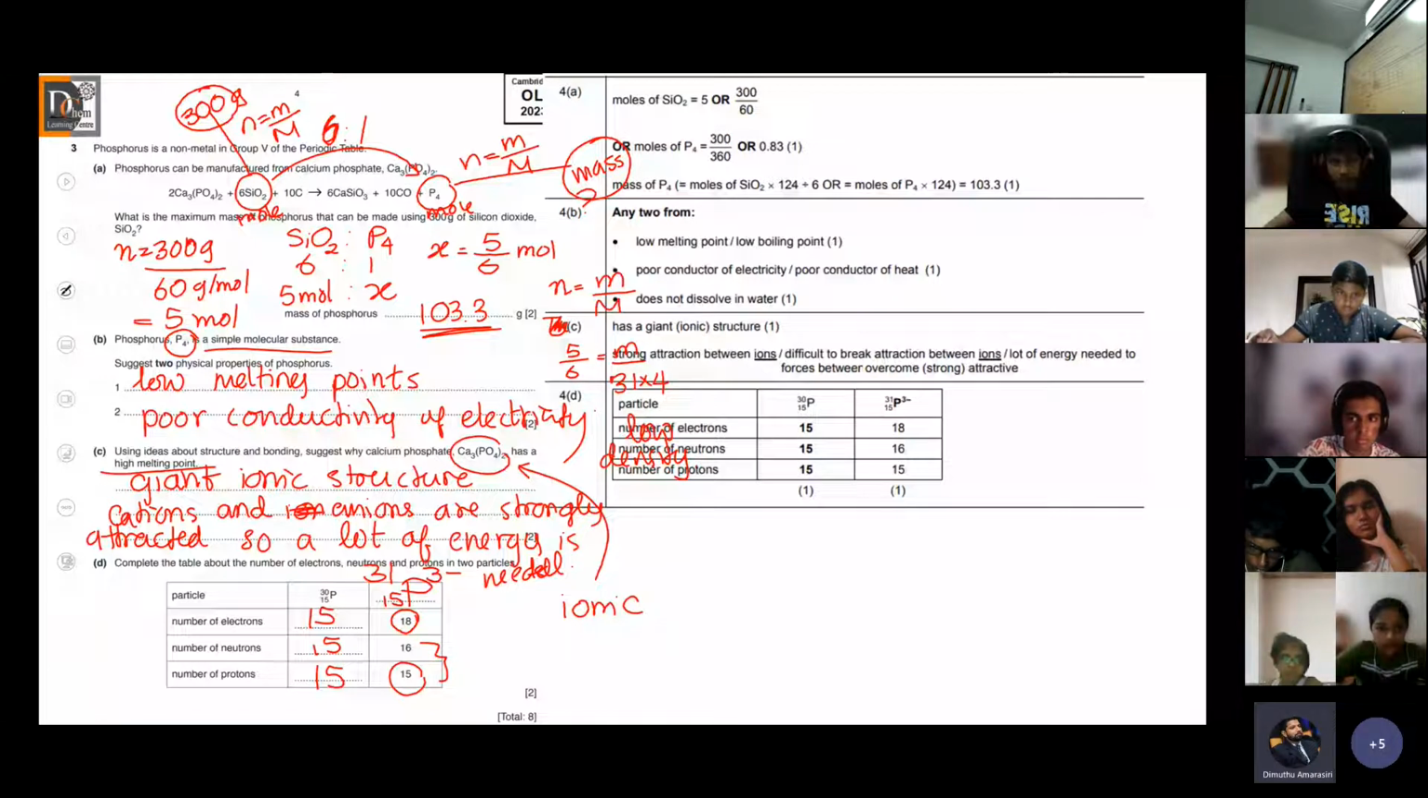There is a strong contact between calcium and phosphate, a strong binding force. Giant covalent structure, giant lattice, as giant ionic.